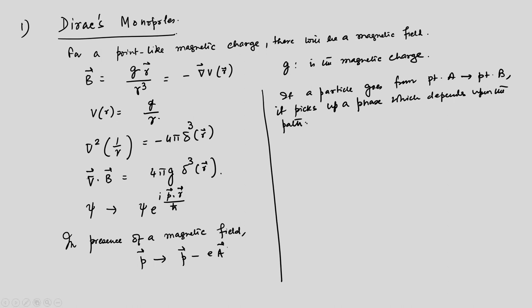So remember, if there is no magnetic field, then the phase that you see is not a path-dependent phase. However, this picks up a path-dependent phase, which is called minimal coupling or the Peierls coupling, and this phase is given by e by h-bar times the integral from A to B of A dot dl, where dl is a vector that connects the point A to B.